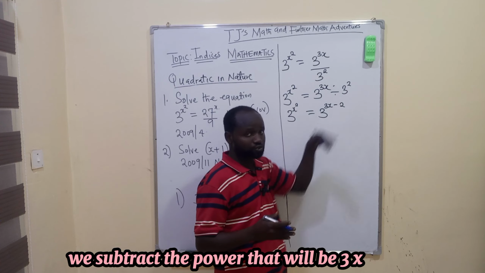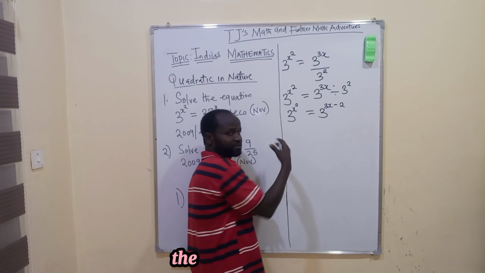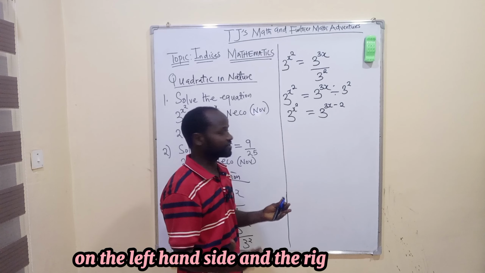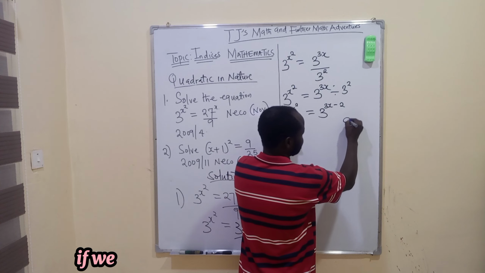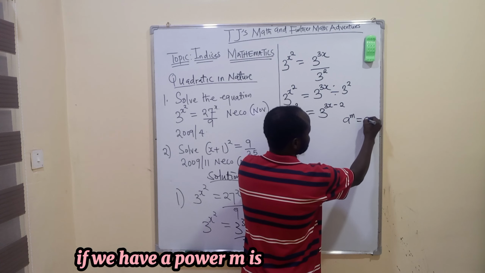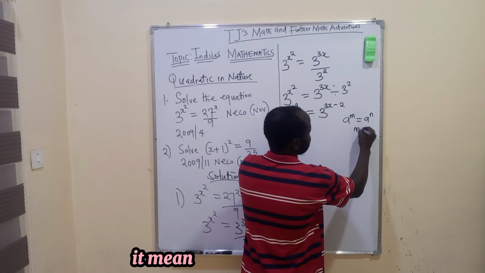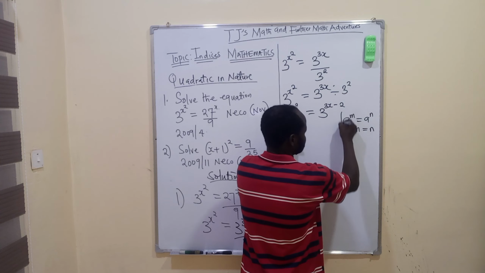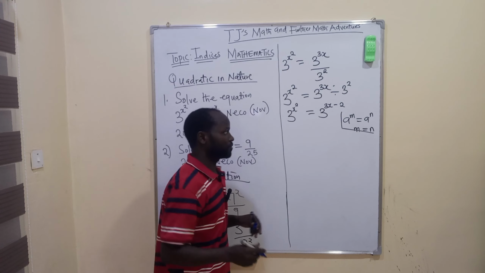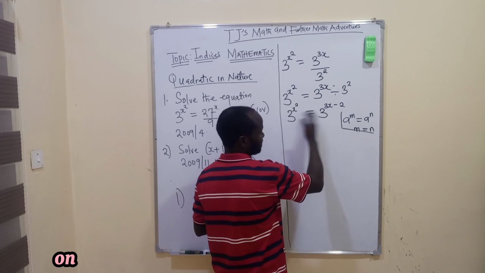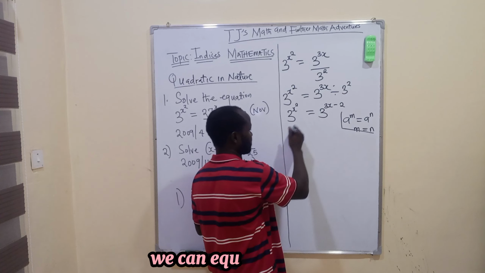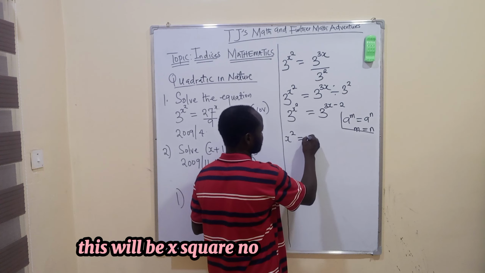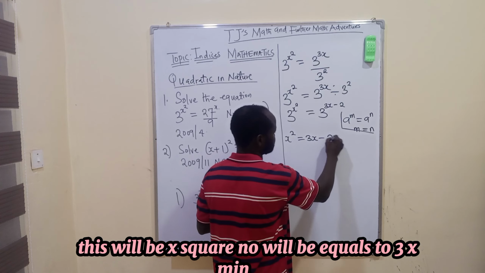That will be 3x minus 2. The bases are the same on the left hand side and the right hand side. From one of the laws of indices, if we have a^m = a^n, it means m will be equal to n. This is the law we will apply here now. The bases are the same on both sides, so we can equate the powers. This will be x² = 3x − 2.